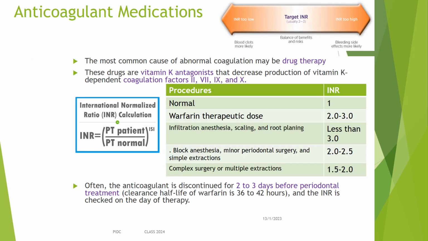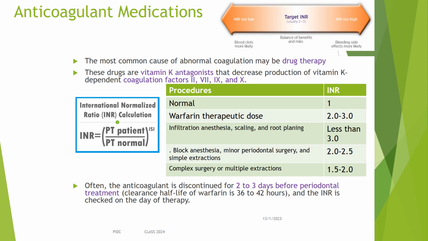Okay, the most common cause of abnormal coagulation may be drug therapy. These drugs are vitamin K antagonists that decrease the production of vitamin K dependent coagulation factors, that is 2, 7, 9, and 10. So, how do we find out for those patients who are taking these drugs? What do we do? We calculate the international normalized ratio, otherwise known as INR, where the patient's prothrombin time by the normal prothrombin time is calculated.